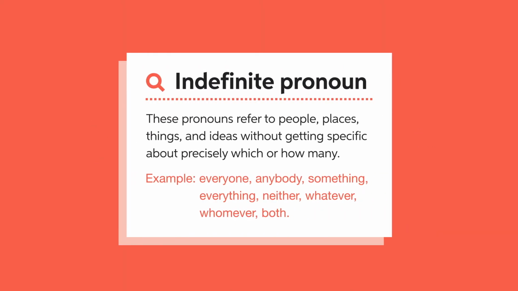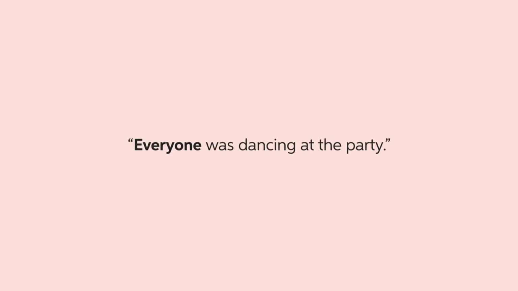Indefinite pronouns refer to people, places, things, and ideas without getting specific about precisely which or how many. These are words such as everyone, anybody, something, everything, neither, whatever, whomever, and both. Though these words may have a number greater than 1, they are typically treated as singular. Unlike most in their peer group, they do not require an antecedent. Everyone was dancing at the party.